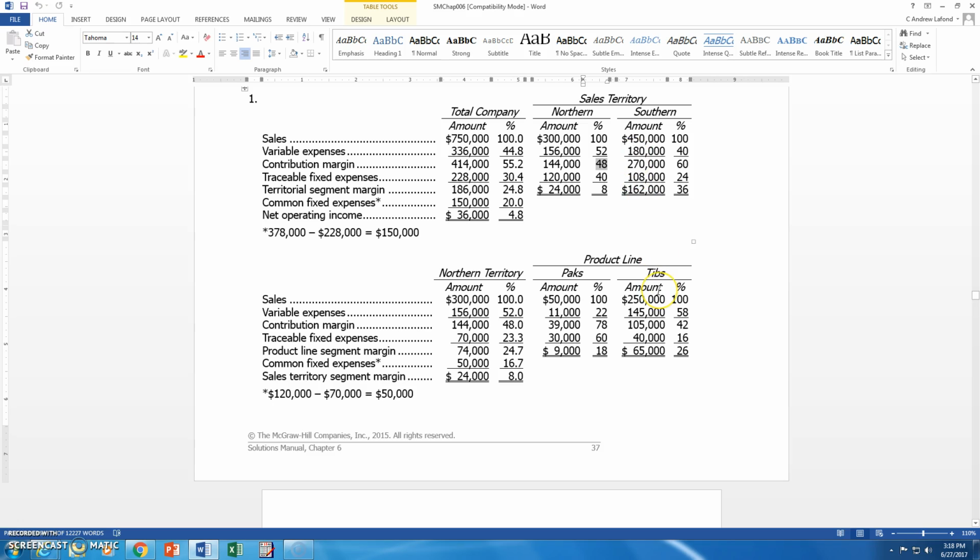This does it for our discussion of the solution to problem 6-21.